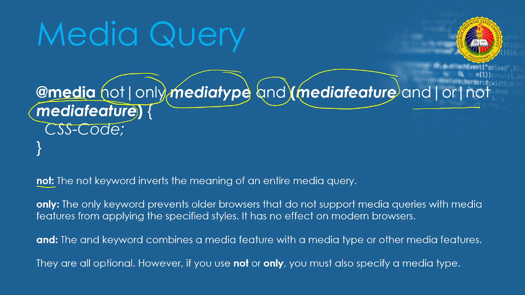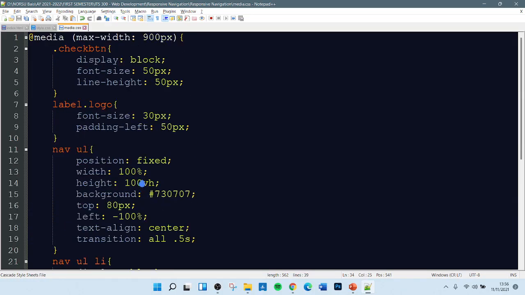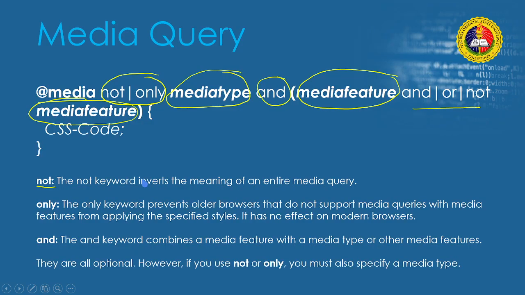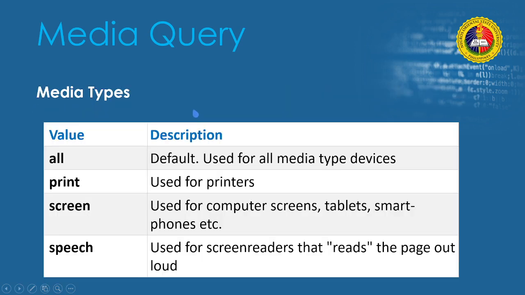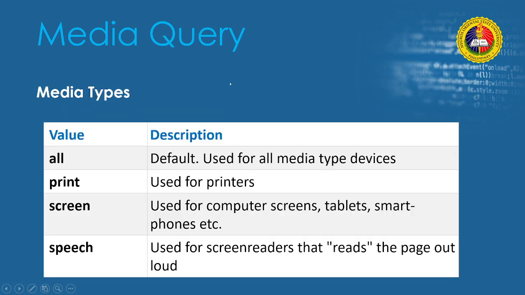So let's proceed to the media type. And the and keyword combines all media features and media types and other media features. So let's focus on the media type for now. Basically, these are the type of browser or client that you're going to use with the website. So these are called media types, and these are examples of media types.